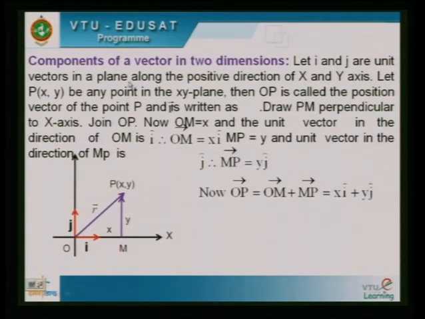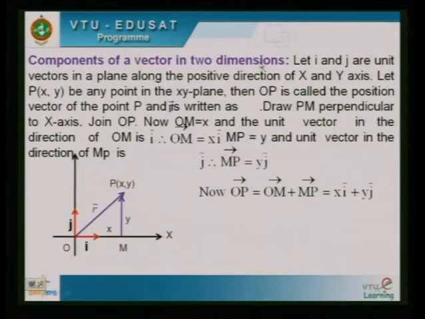So now we are able to define unit vectors along the x axis and along the y axis. We are also able to define a position vector in the xy plane. In a similar way, now you want to obtain components of a vector in two dimensions. Let i and j be unit vectors in a plane along the positive direction of the x and y axes. Let P(x, y) be any point in the xy plane. Then OP is called the position vector of the point P, and it is written as r. Draw PM perpendicular to the x axis and join OP. Now OM is equal to x, this distance is equal to y, and this vector is denoted by r.